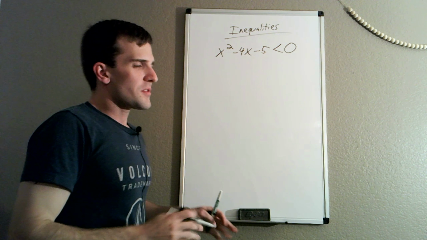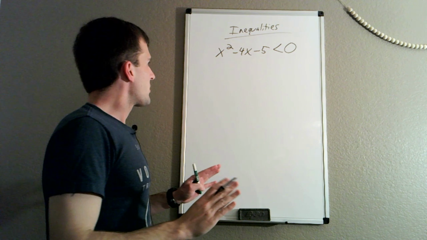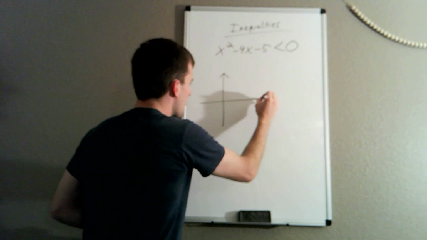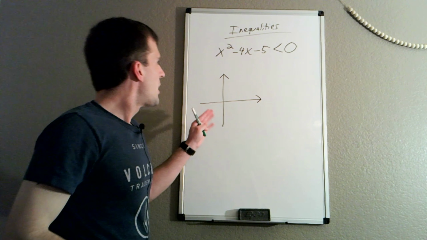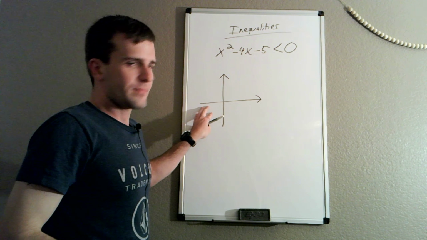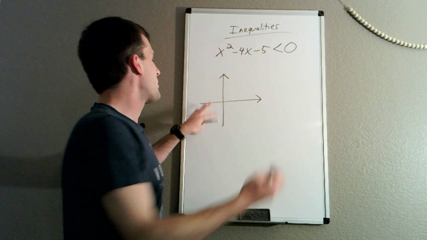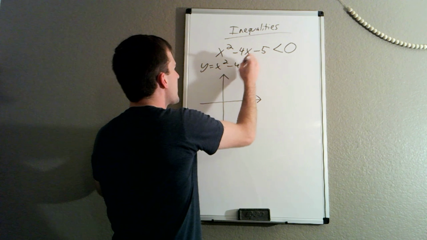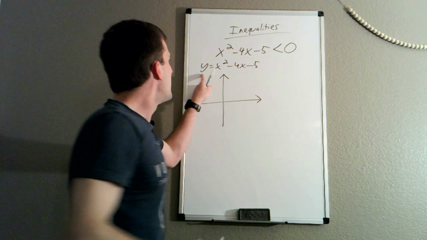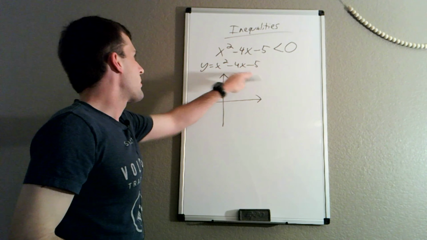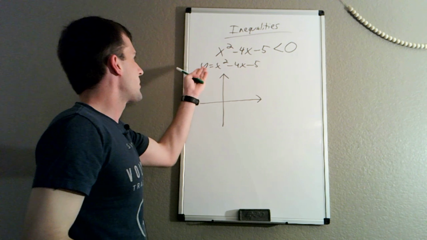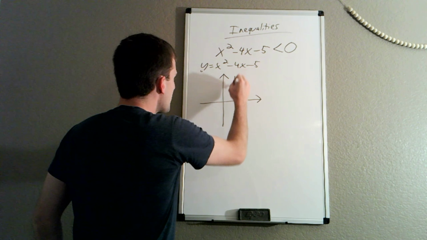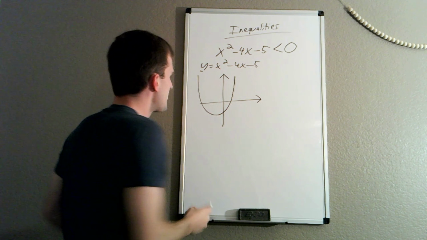So I already know what this equation is going to look like, so I'm going to graph it for you beforehand just to give you an idea of where we're headed with this. So if we graph this equation, we're actually graphing y equals x squared minus 4x minus 5. So when we graph this equation, we plug in all sorts of values for x, we plot the values for y, and we get a curve. The curve will look something like this.